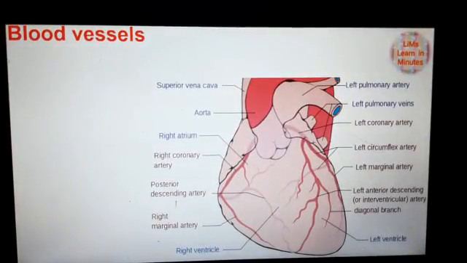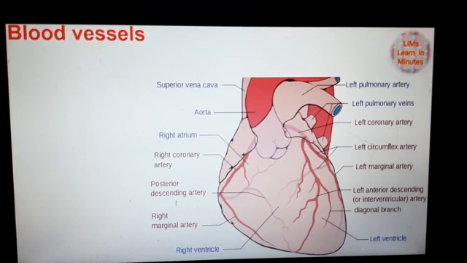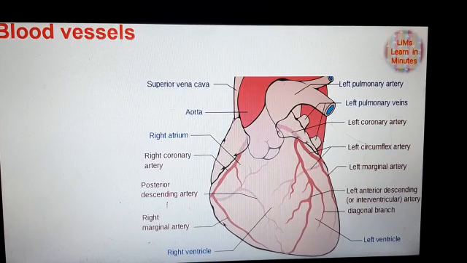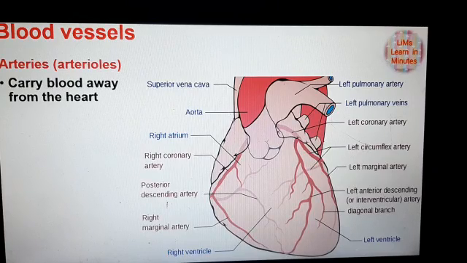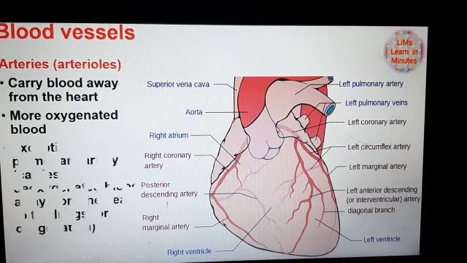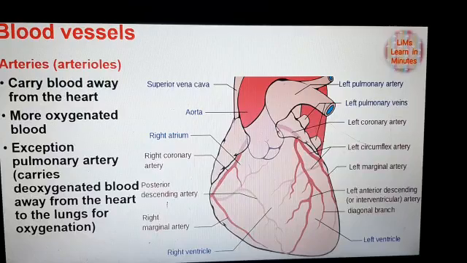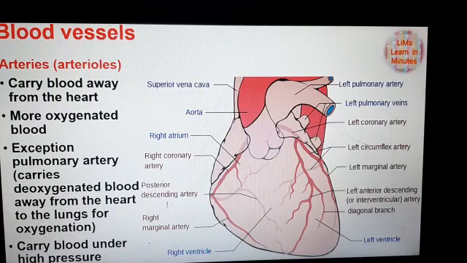So let's have a look at blood vessels. There are 3 types of blood vessels in the human body. Arteries and arterioles carry blood away from the heart. They have more oxygenated blood. The only exception is the pulmonary artery, which carries more deoxygenated blood away from the heart to the lungs for oxygenation. Arteries have thick walls as they have to carry blood under high pressure.